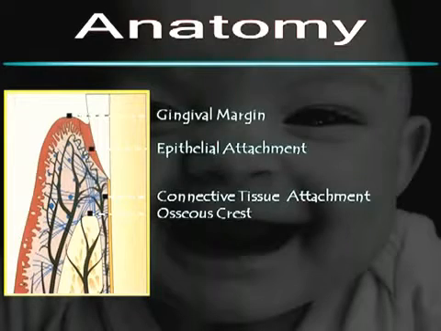Then, the gingival margin, the upper border of the gingiva. In healthy sites, the gingival margin is found over the enamel or at the junction of the root surface and the enamel. This junction is called the cemento-enamel junction, or CEJ.